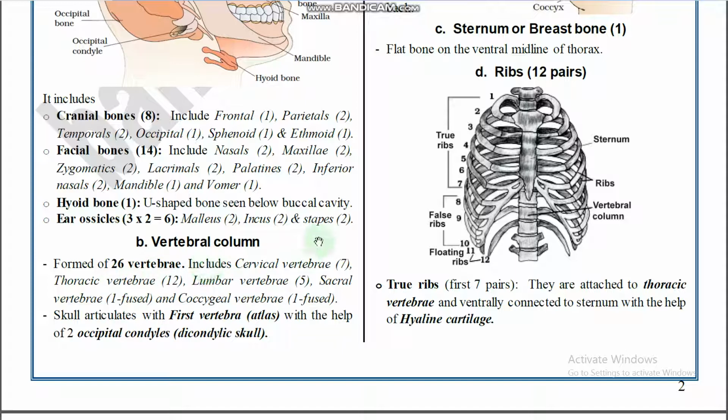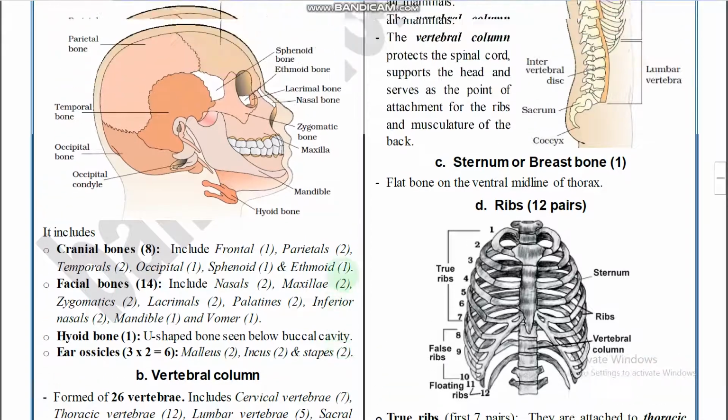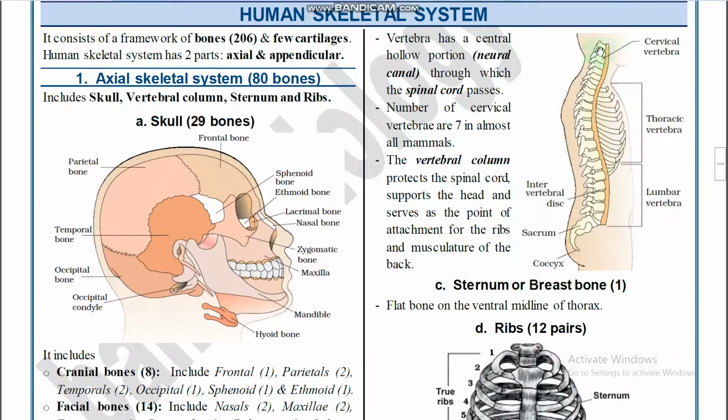So where is it present, dorsal or ventral side? In the region of the dorsal side, the vertebral column is present. So what is the makeup of the vertebral column? This is the cervical region, this is the thoracic region, and this one is lumbar, sacrum and coccygeal, right? So how many cervical vertebrae are present? 7. Thoracic vertebrae, how many? 12. Lumbar, how many? 5. Sacrum, 1. Coccygeal, 1. Clear?